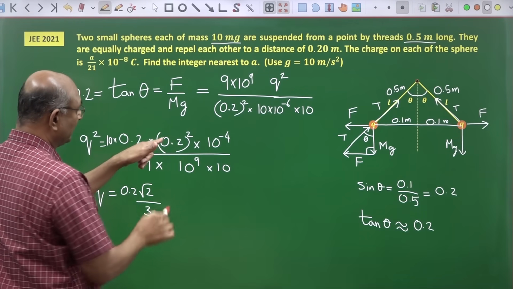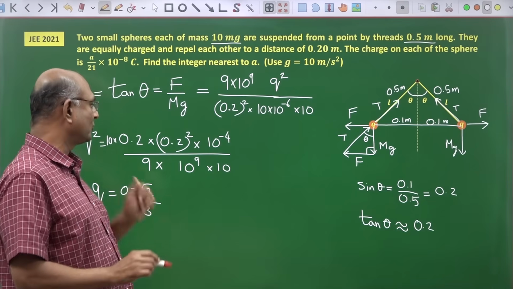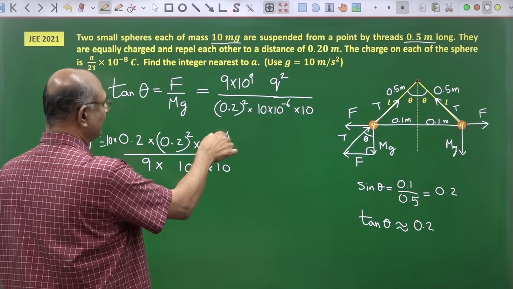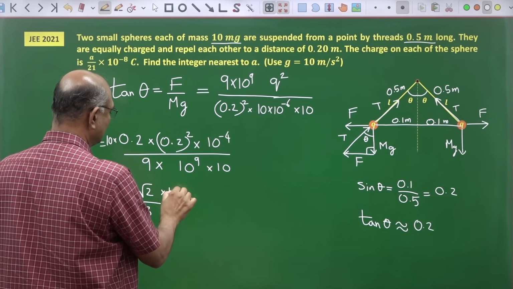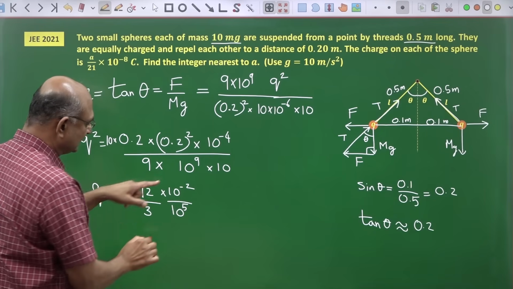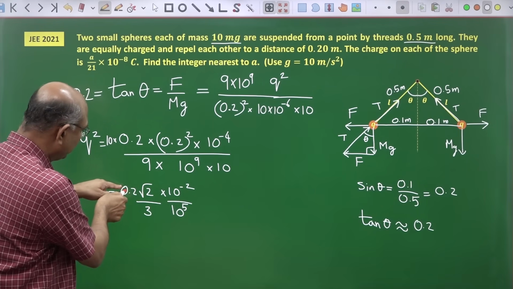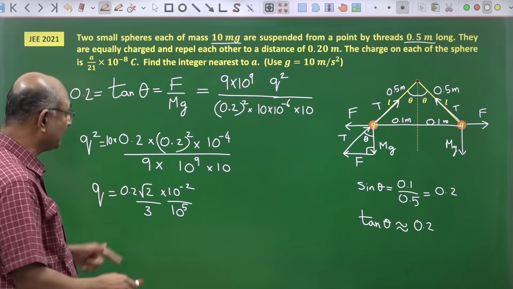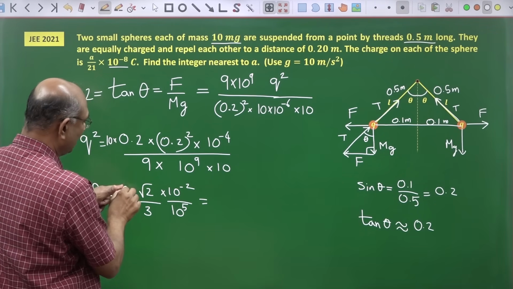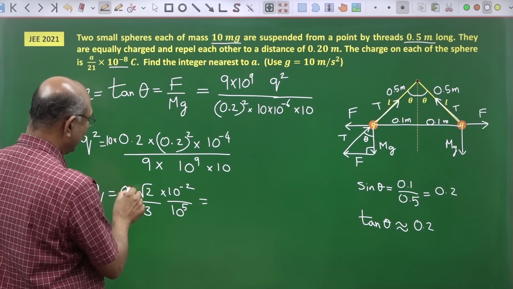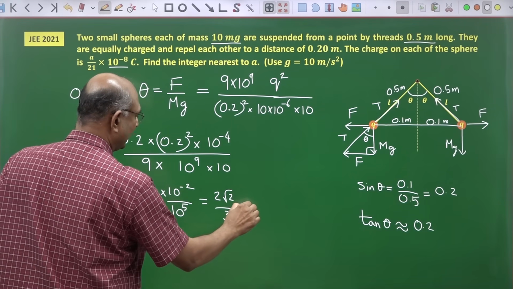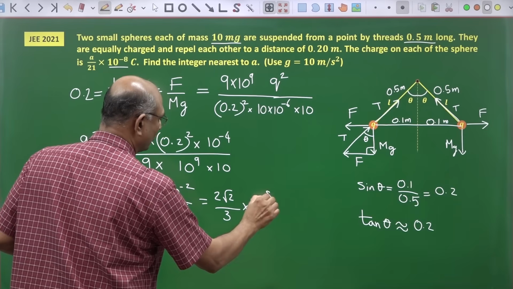No, it's not root of 0.2. Remember, 0.2 whole square root will be 0.2. And then this is going to give 10 power 5 and that is going to give 10 power minus 2. So 10 power minus 2, 10 power 5. So together this is 10 power minus 7. And if I take that 0.1 from that 0.2 and put it there, it will be 10 power minus 8. You want 10 power minus 8. So let me take this point from there and put it here and write this as 2 root 2 by 3 into 10 power minus 8 Coulomb.